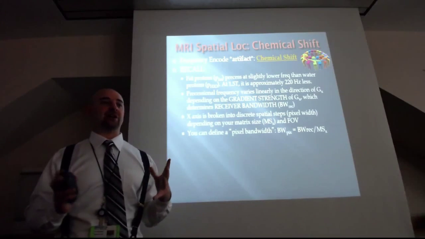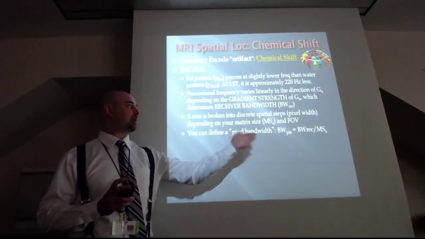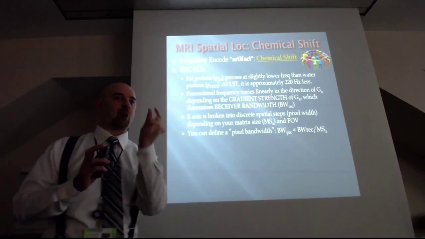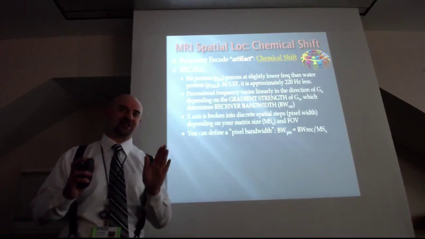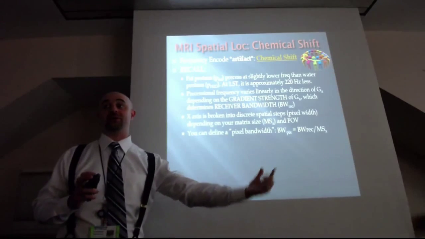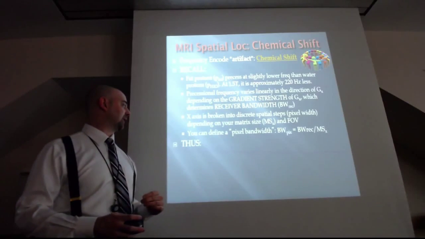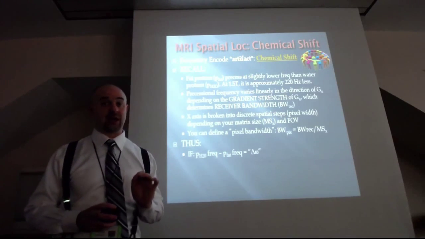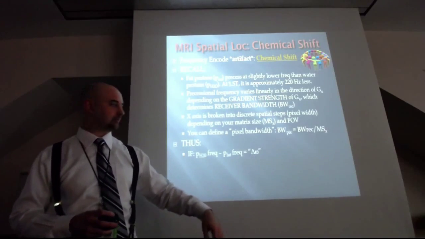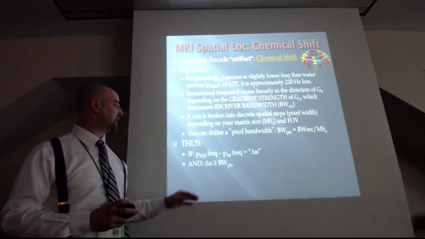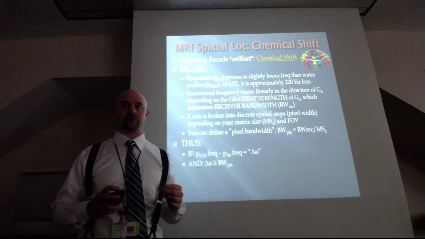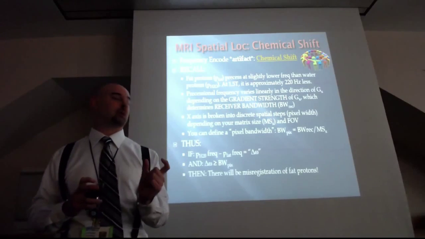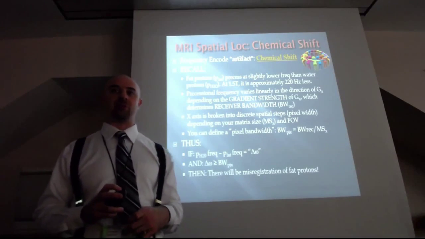As a result, we can define an artificial value, which we'll call the pixel bandwidth, which is just the overall bandwidth divided by the number of pixels. So how much bandwidth are we covering per pixel? Basically, how wide are those columns of protons in terms of range of frequencies? Now, if the difference between the precessional frequency of fat and water, call it delta W for easy sake, is wider than the bandwidth covered by a single pixel, then there's going to be misregistration of fat protons.